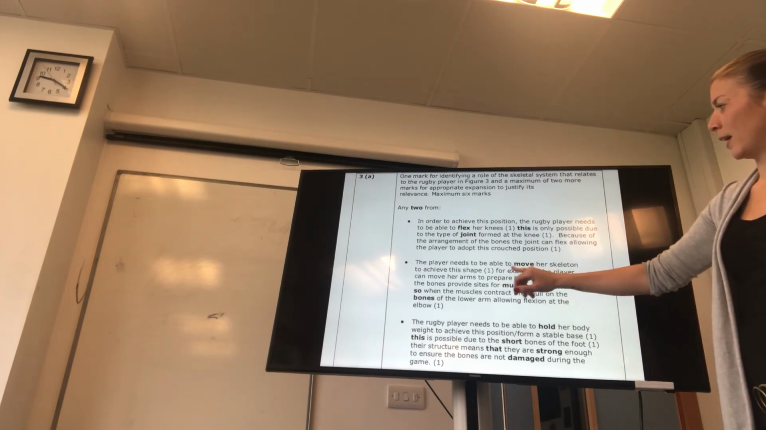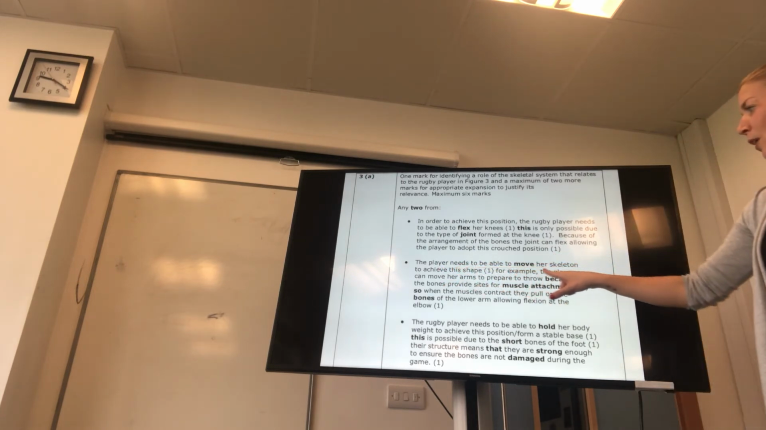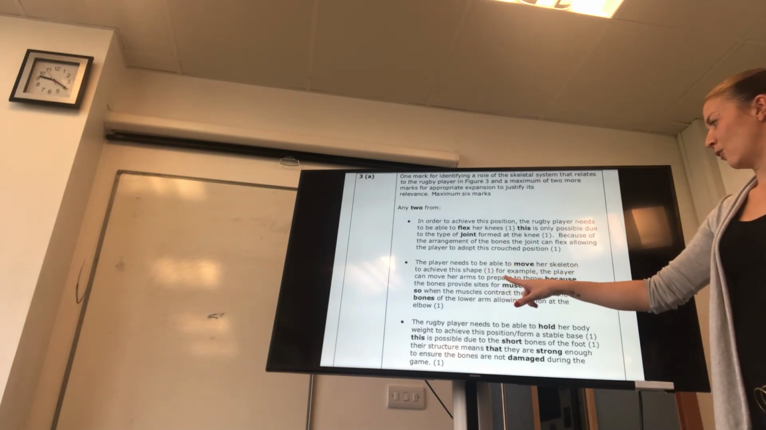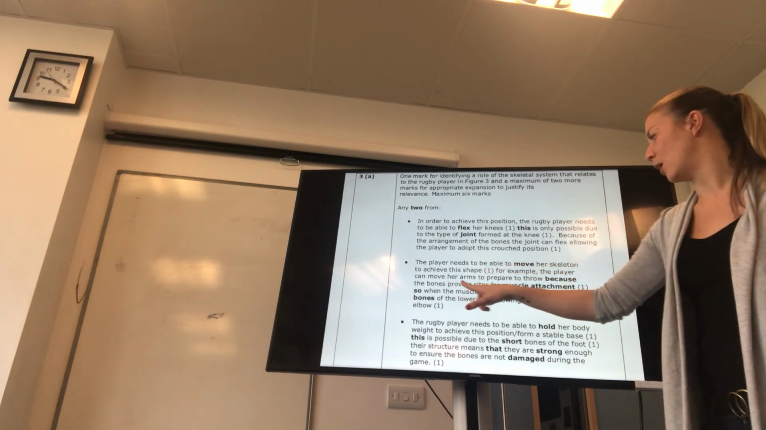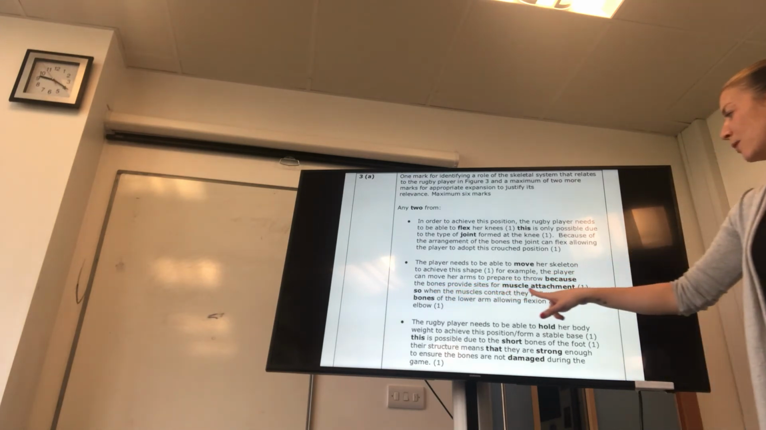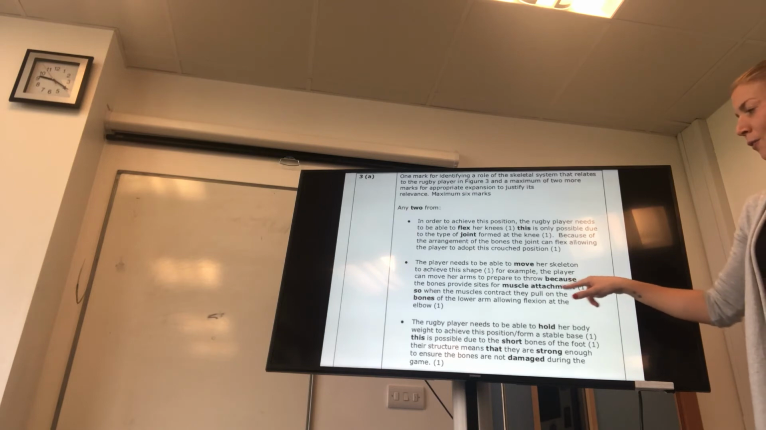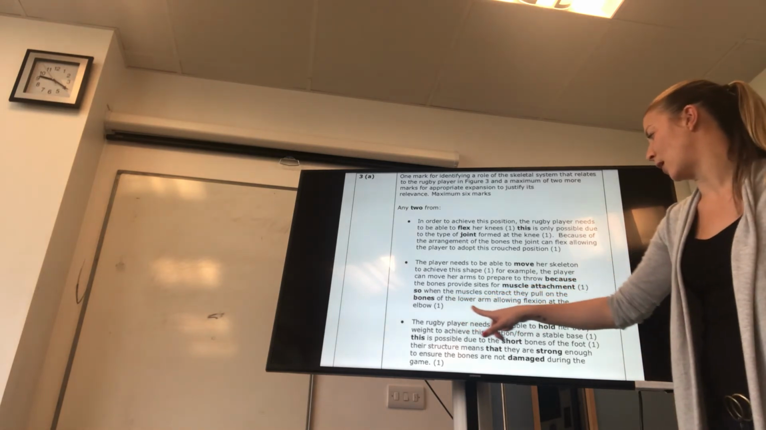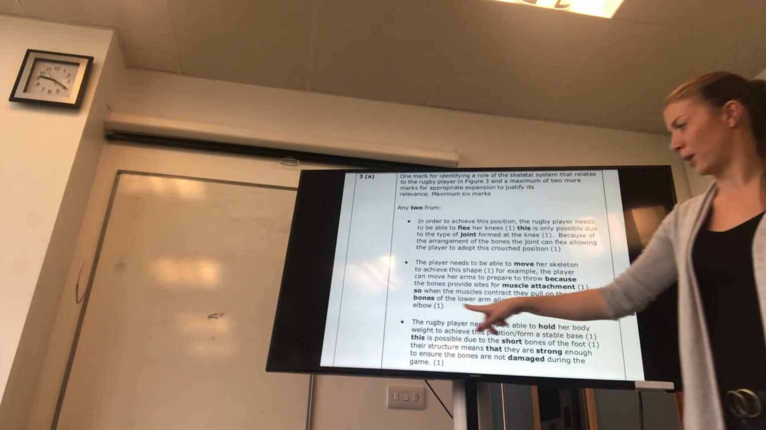This is the movement one here. The player needs to be able to move her skeleton to achieve this shape. So referred to movement, that's 1 point. For example, the player can move her arms to prepare to throw because the bones provide sites for the muscle attachment. Let's look at another function. So when the muscles contract, they pull on the bones of the lower arm, allowing flexion at the elbow.